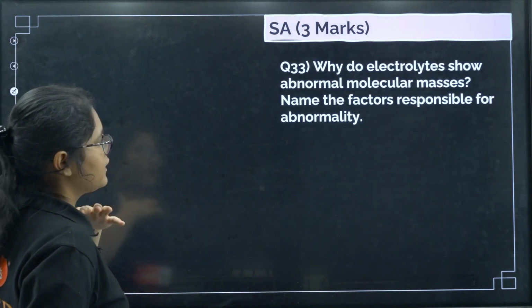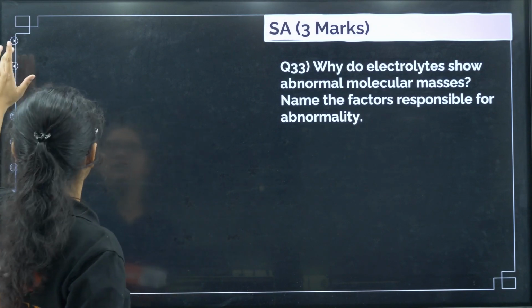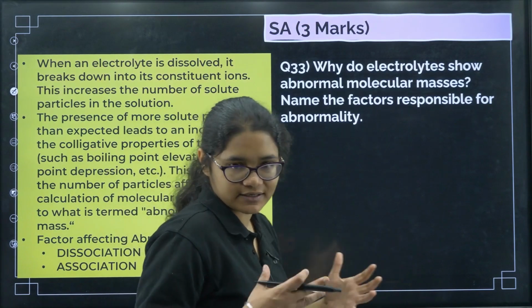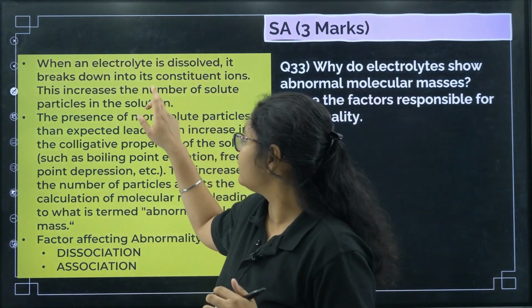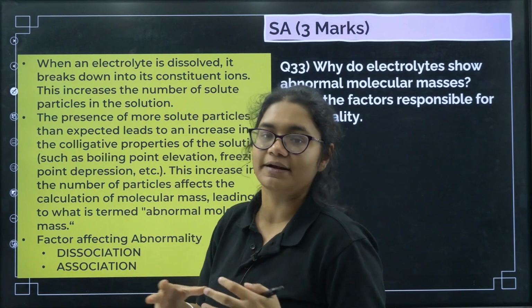Okay. Next, why do electrolytes show abnormal molecular masses? Name the factors responsible for abnormality. So, when an electrolyte is dissolved, it will dissociate, right? It will dissociate into its constituent ions. This increases the number of solute particles that is added.